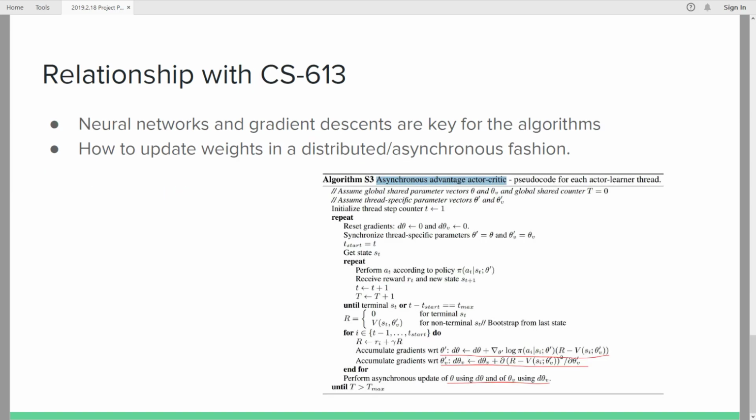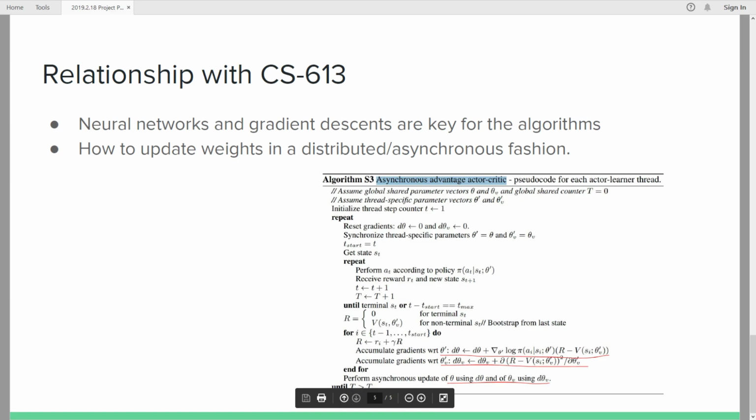And what's the relationship of this project with CS-613? First of all, neural networks and gradient descent are key for the algorithms. We have already learned gradient descent through our homeworks, and we're going to learn neural networks later. As you can see here, we have a pseudocode for asynchronous advantage actor critic, and you can see in the pseudocode how they update the weights.